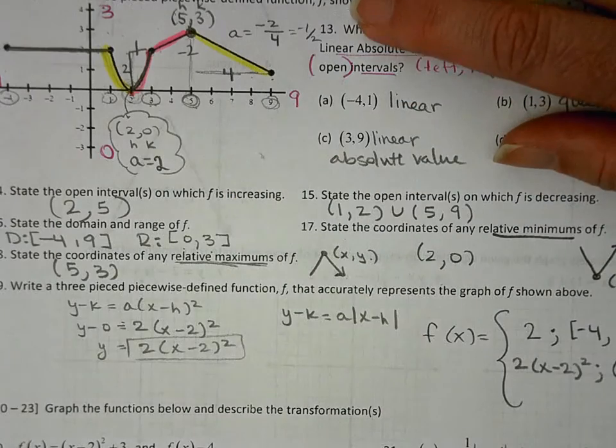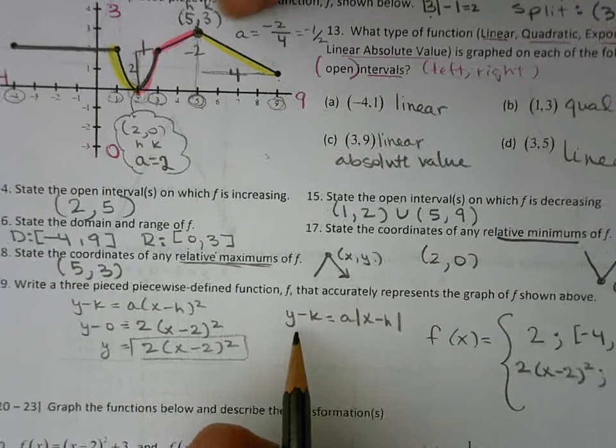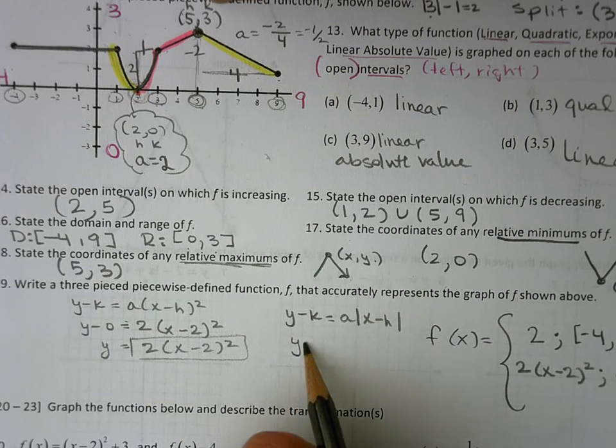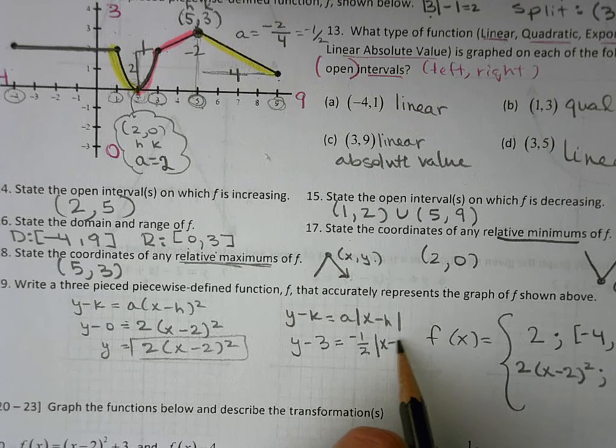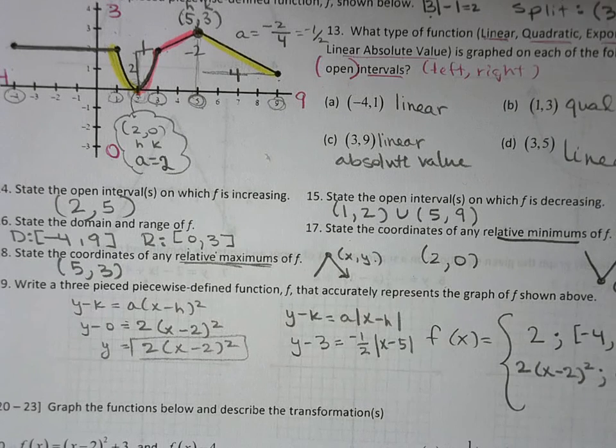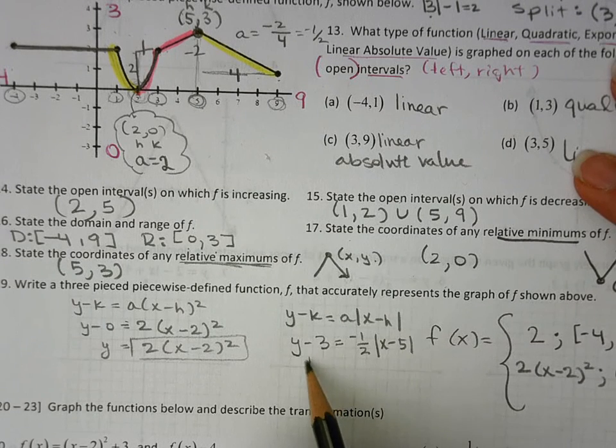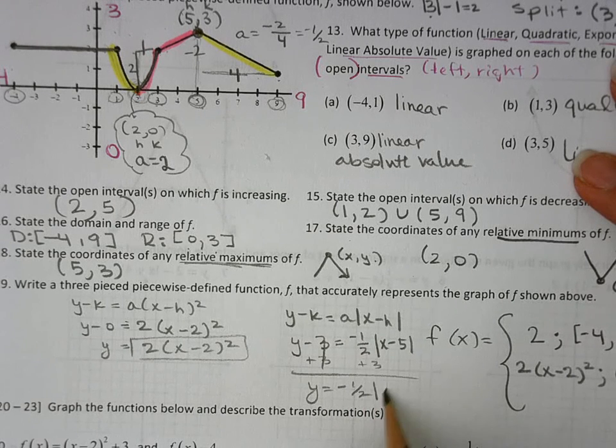All right, so then my equation, so I want to replace k, so that would be y minus k, which is 3, and then my stretch was -1/2, and then x minus h, which is 5. So I need to get y by itself, so I'm going to add 3 over to the other side, and so then y equals -1/2 times x minus 5, plus 3. And so then that equation goes here.